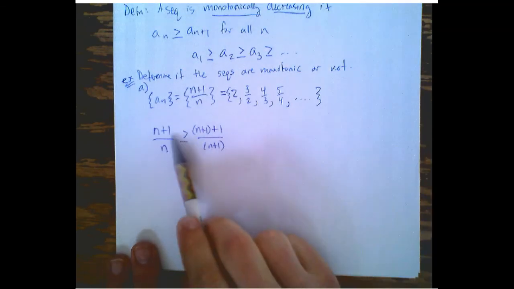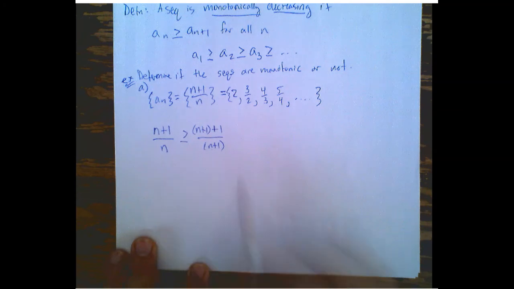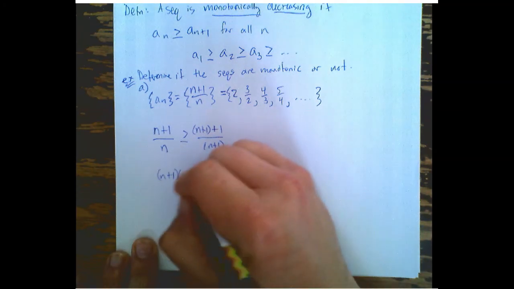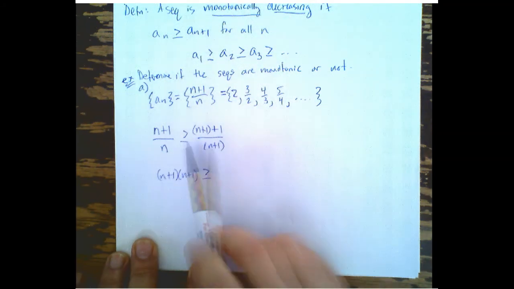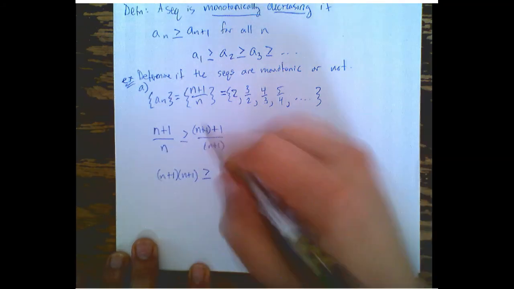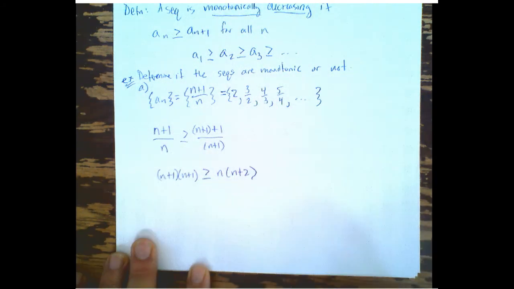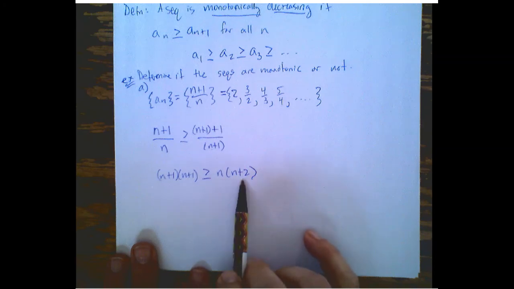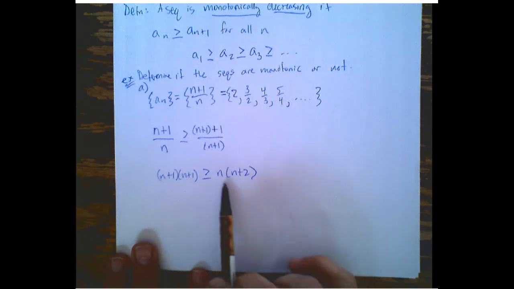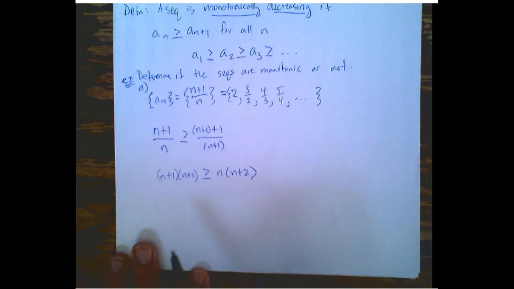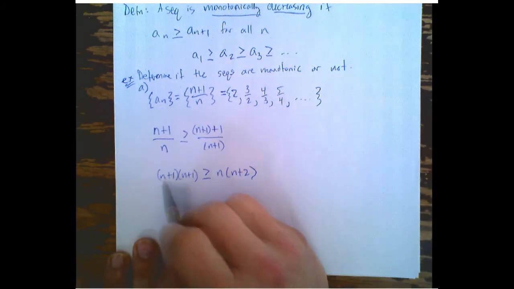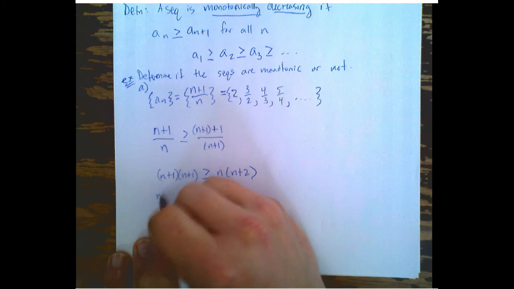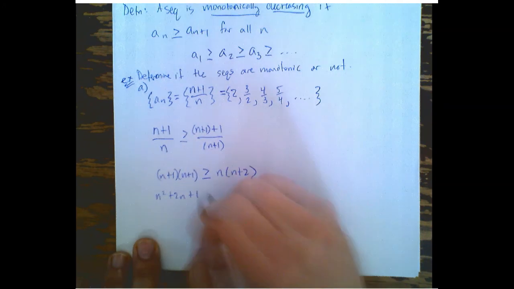So we can do that algebraically here. We can cross multiply. This is our first method. n plus 1 times n plus 1 is greater than or equal to n times n plus 2. At this moment, I'm not really satisfied that this is greater than or equal to that. I have an inclination that it might be, but who knows? So let's FOIL this out and see if we can't get some definitive proof for that. If I FOIL out n plus 1 times n plus 1, I'll get n squared plus 2n plus 1 is greater than or equal to n squared plus 2n.